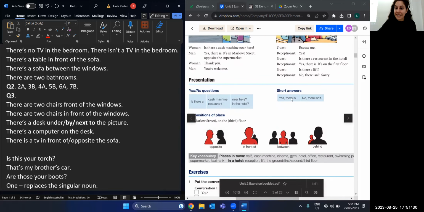Questions start with the verb first and some other preposition of place. So opposite, in front of. So remember, these are called prepositions of place. Between, behind.